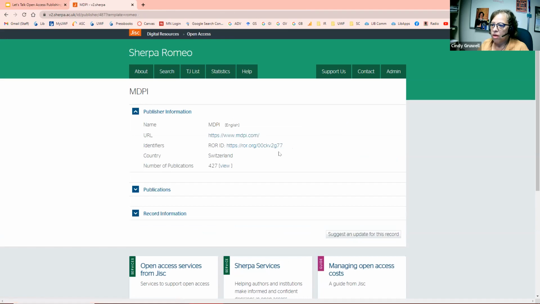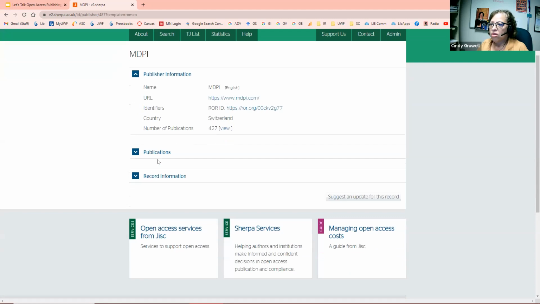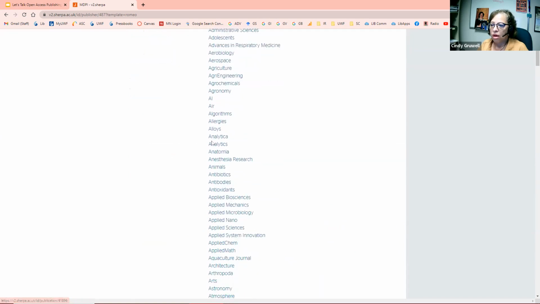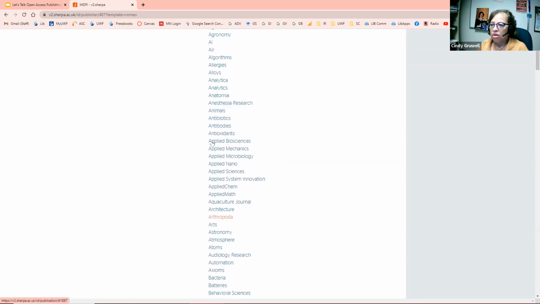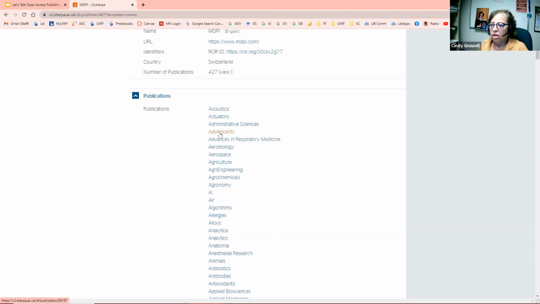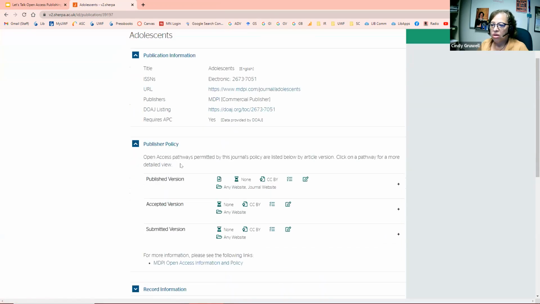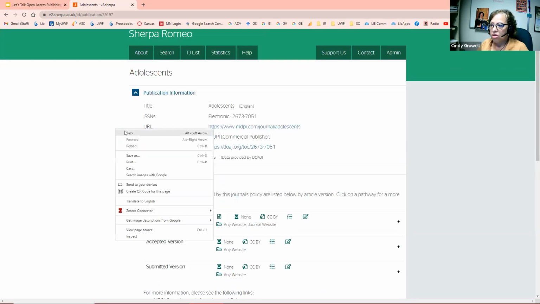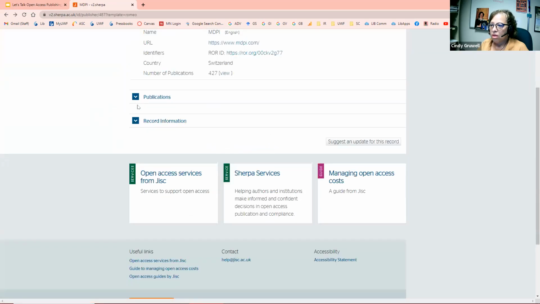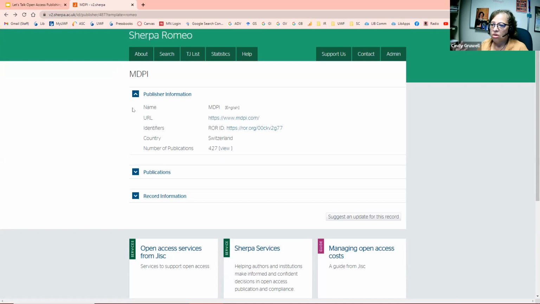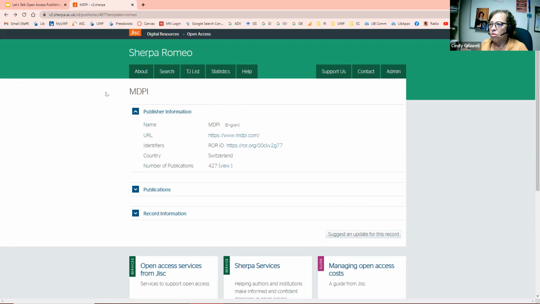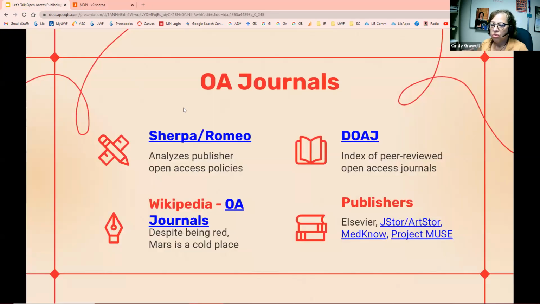So if I go to MDPI, it's a publisher out of Switzerland. What I can see, now they are an open access publisher. I could go in here and look at all the different types of publications that they put out, alphabetically. When you click on any of these, it will take you directly into the link that gives you the information on their open access status. So it's a good place to go when you're looking for open access and you're trying to determine that publisher's policies or what the journals look like.